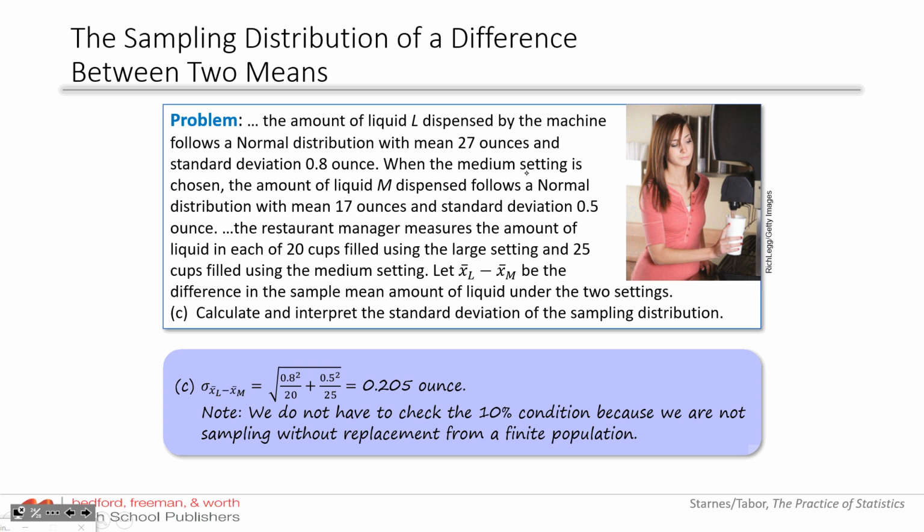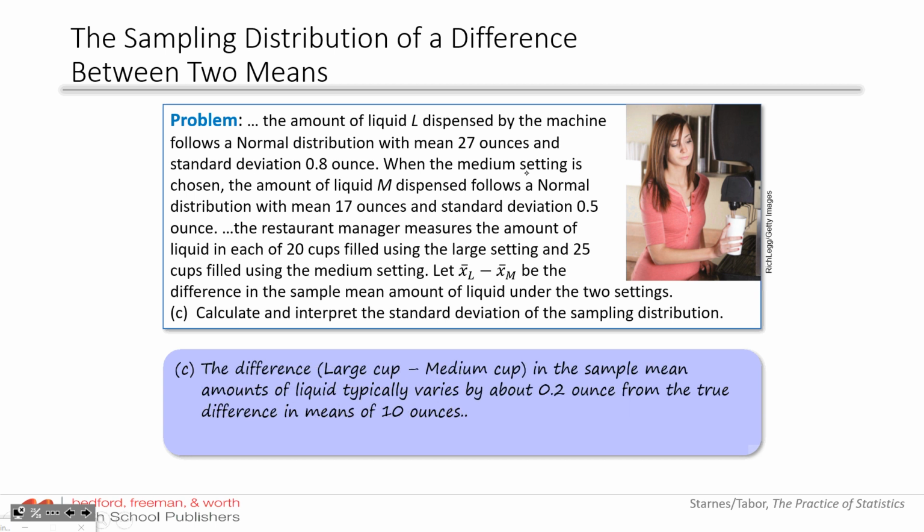But in this case, because I'm not sampling without replacement, I have like an infinite population. In this case, my population is all the cups that are being dispensed from this machine or whatever, right? And so because I have an infinite population, I didn't sample without replacement. Remember, our 10% condition is when I sample without replacement. And because I'm not sampling without replacement, I don't need the 10% condition. But I still need to indicate that the amount of liquid in each cup is going to be independent from one another.